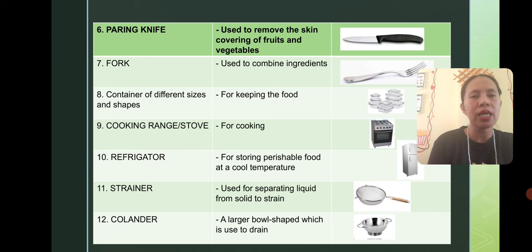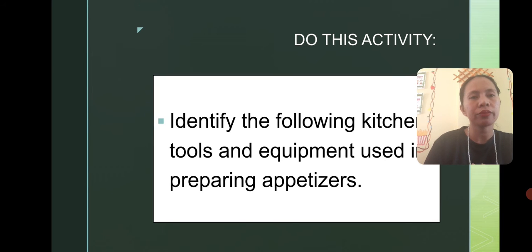Containers of different sizes and shapes are used for keeping the food. Cooking range and stove is an equipment that is used for cooking. Refrigerator is an equipment for storing perishable food at a cold temperature. And strainer, used for separating liquid from solid. Colander, a larger bowl shape which is used to drain.